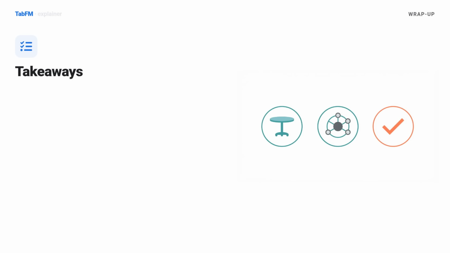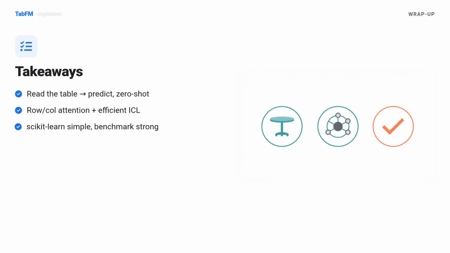To sum up, TabFM reads your table and predicts, with no training. It combines row and column attention with efficient in-context learning. It is as simple to use as scikit-learn, and it holds its own against tuned baselines, a genuine foundation model for tabular data.